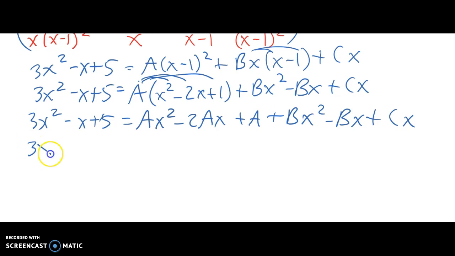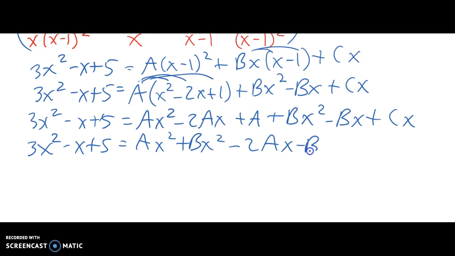So again, we're not even doing anything with the left-hand side, it just keeps coming along. But over here, let's put anything that has x squared first, so ax squared plus bx squared. Then next, let's put anything that has x, so minus 2ax minus bx plus cx. And then don't forget about this a right here in the middle.